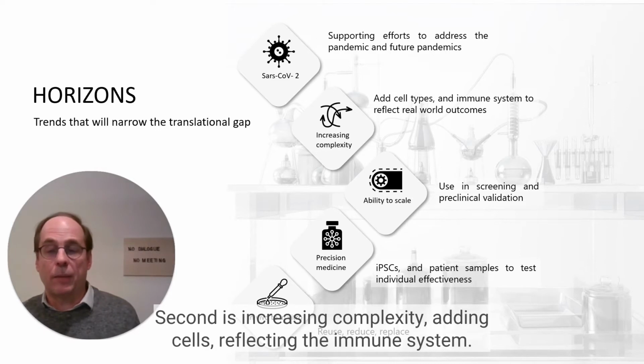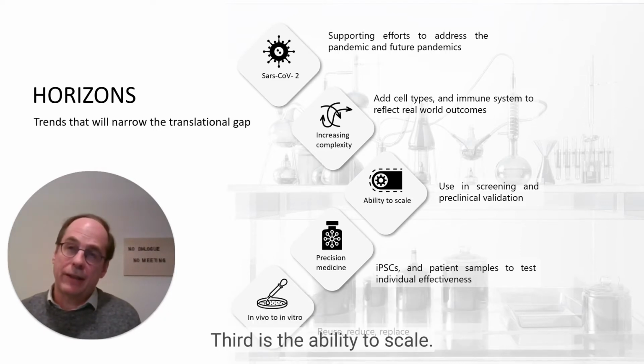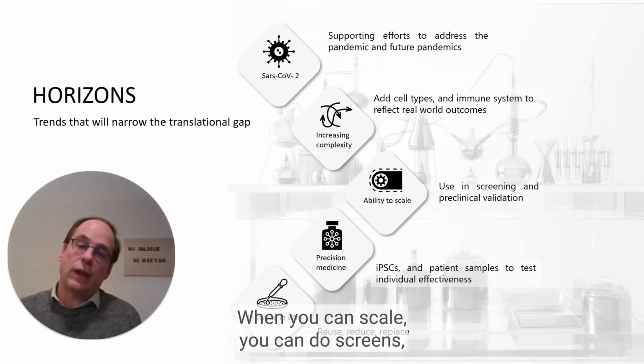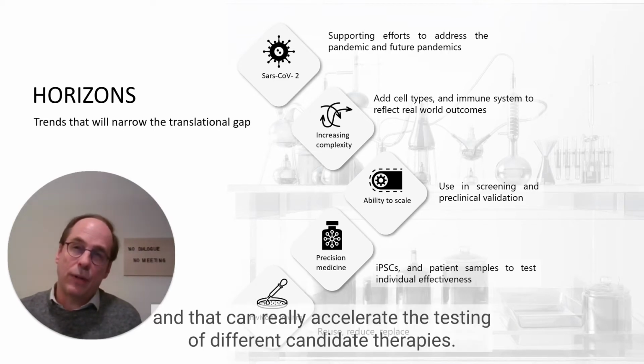Second is increasing complexity, adding cells, reflecting the immune system. Third is the ability to scale. When you can scale, you can do screens, and that can really accelerate the testing of different candidate therapies.